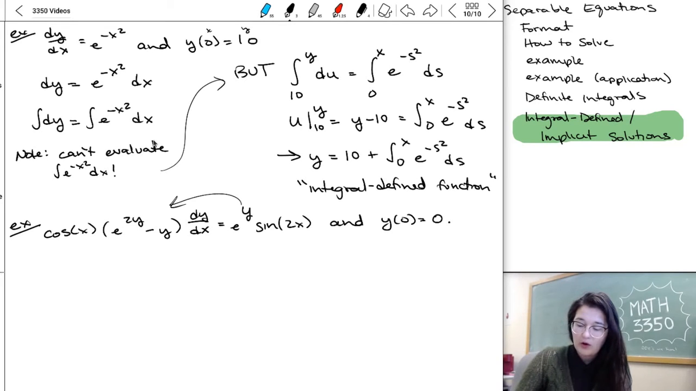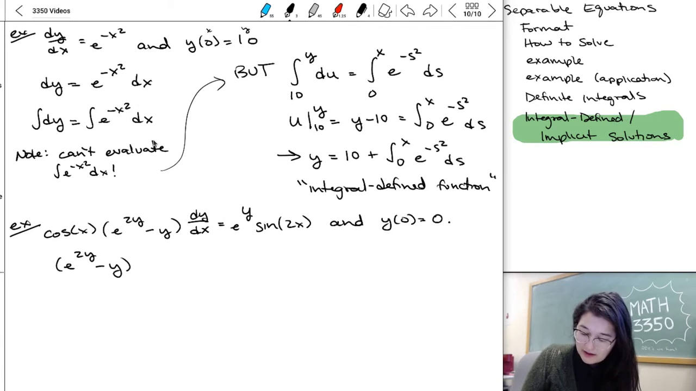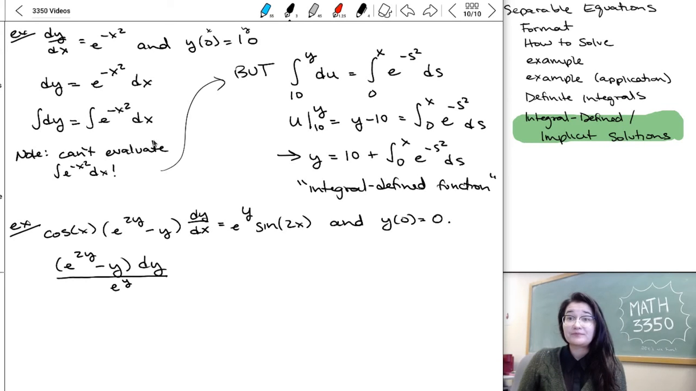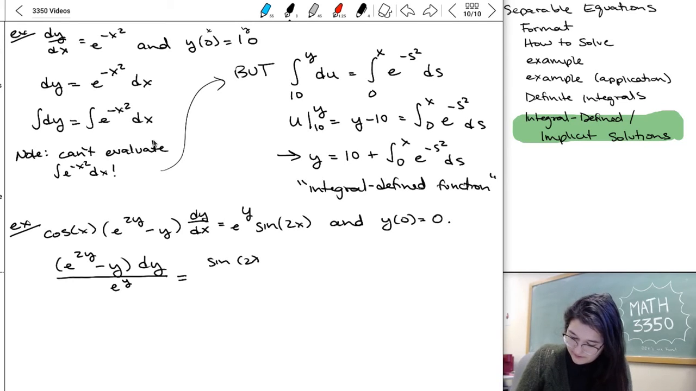So first I'm going to move all the y's to the left. So I want to keep that e to 2y minus y. I want to keep that dy. And then I'm going to move that e to y over, so I'll just divide by e to y right there. And now everything that has y is on the left side. And then I want to move all the x's to the right. So I'll keep this sine 2x right where it is. I'm going to divide by this cosine x, and then move that dx over as well.